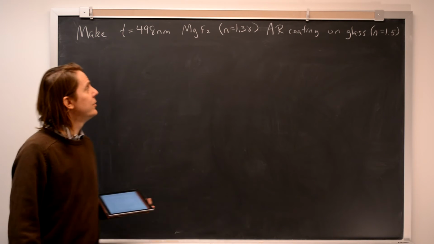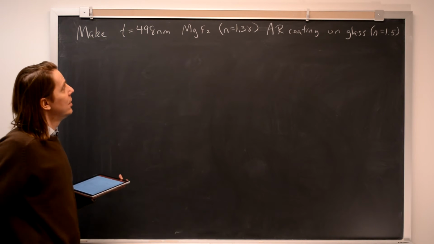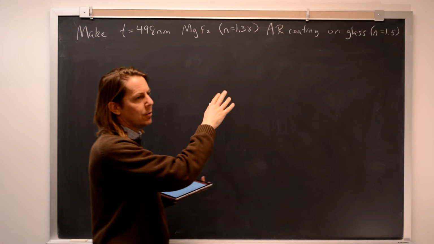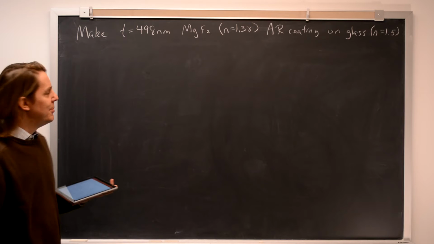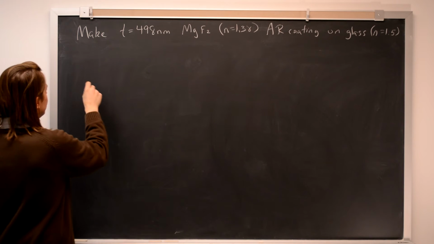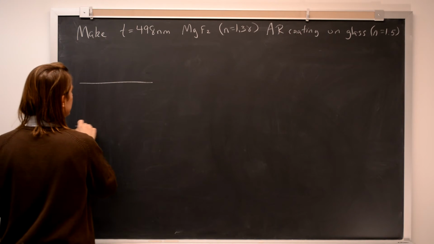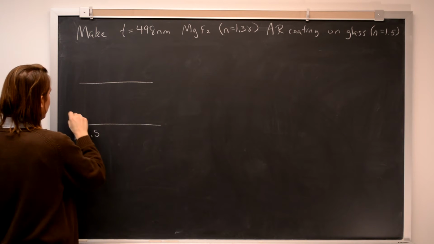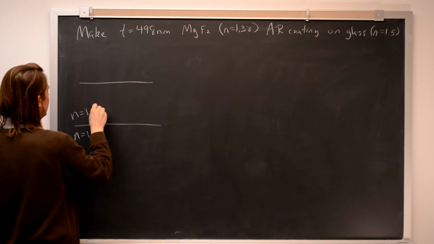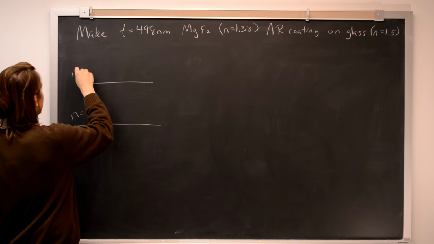Okay, so your boss says to make a super thick anti-reflection coating out of magnesium fluoride on glass because it's cheap or something. And we're going to see why that may be a bad idea. So first of all, let's just draw it real quick. We've got glass here, n equals 1.5. We've got magnesium fluoride film on it, and this is air.